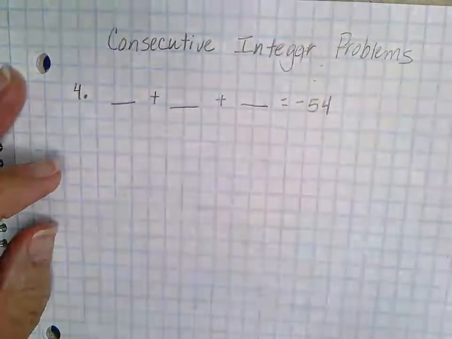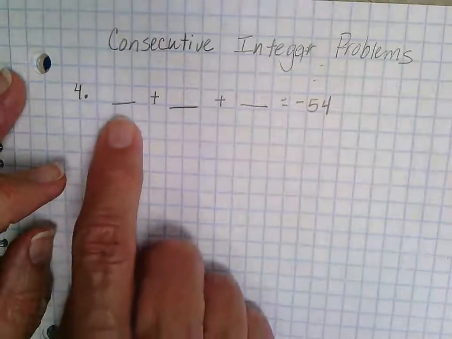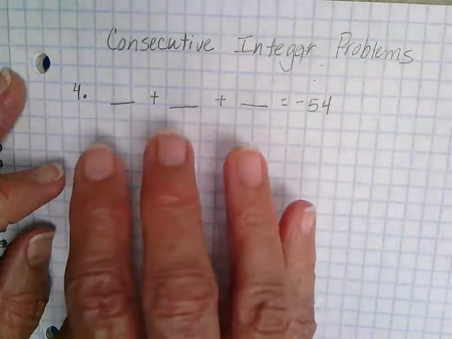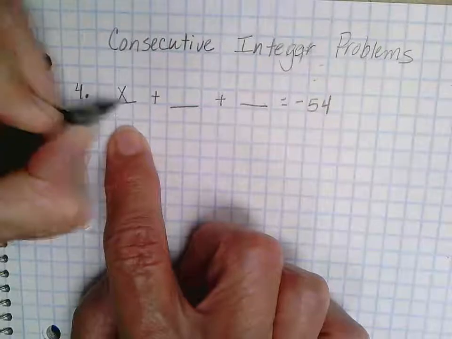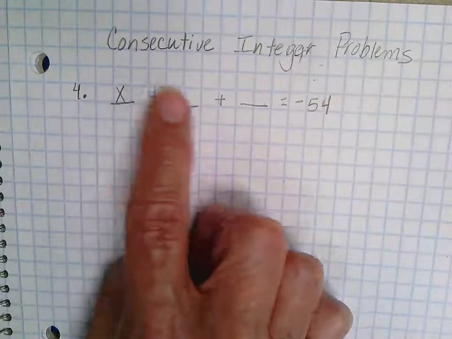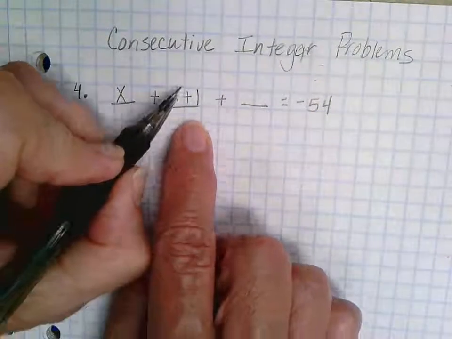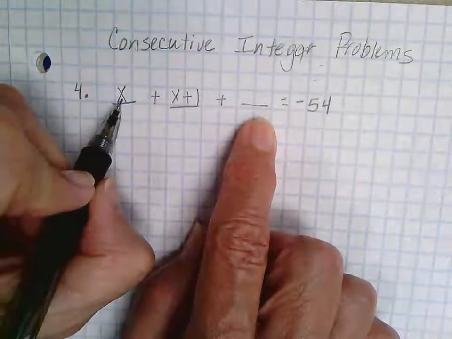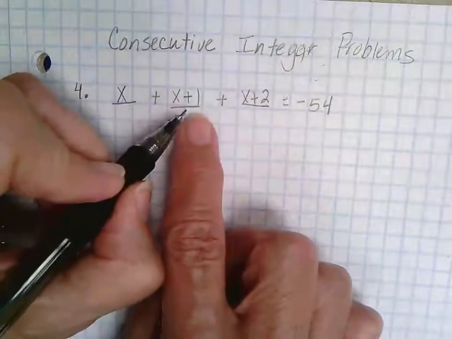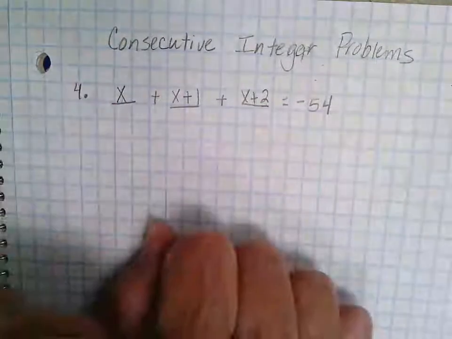So here's my identified 3 consecutive integers. Remember, these are just regular consecutive integers. They're not even, they're not odd. So we're going to call the first one x. The one that is 1 greater, that comes right after x, is x plus 1. And the one that is 2 greater than x is x plus 2. It's 1 greater than x plus 1. X plus 2 is 1 greater than x plus 1, and it's 2 greater than just x.